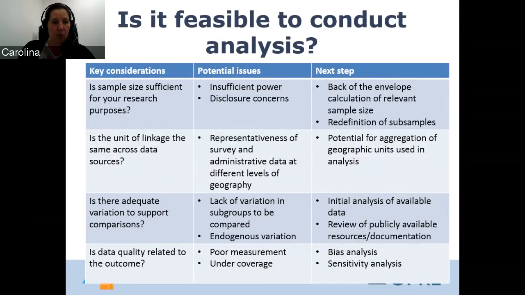The second issue is whether the unit of linkage is the same across data sources. This is a very common concern when your unit of linkage is related to geography. You can imagine, for instance, that the administrative data is at the census tract level, but the survey data wasn't collected at the census tract level. Instead, it was collected at the county level, or at the regional level, or at the state level. So then you need to think about whether the unit of linkage is the same or not, and then the representativeness of the data on the administrative data side and the survey side. You may be able to link the data at the census tract level, but the survey data is only statistically feasible to produce estimates at the state level.